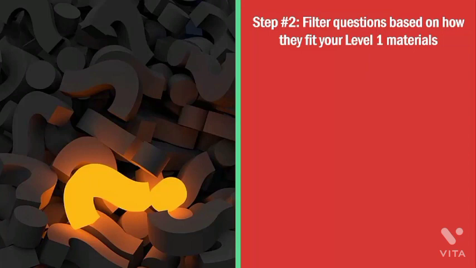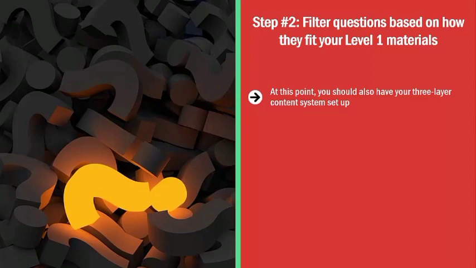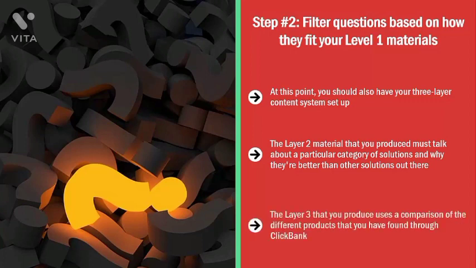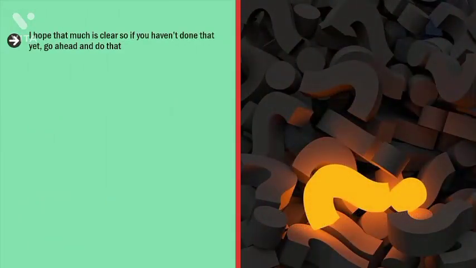Step number 2. Filter questions based on how they fit your level 1 materials. At this point, you should also have your 3-layer content system set up. The first layer is a blog post that informs the reader regarding the problems that they have and the range of solutions, as well as a common sense guide on what to do and what not to do. The layer 2 material that you produce must talk about a particular category of solutions and why they're better than other solutions out there. The layer 3 that you produce uses a comparison of the different products that you have found through Clickbank. I hope that much is clear, so if you haven't done that yet, go ahead and do that.